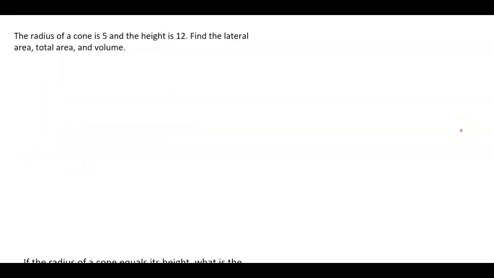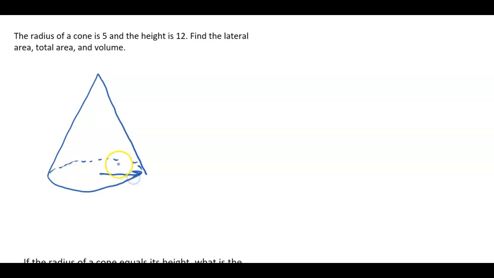So here's an example of working with a cone. The radius of a cone is 5 and the height is 12. Now to draw a cone, I'm going to start out like I'm drawing an isosceles triangle, except I'm going to draw an ellipse along the bottom. And this radius is 5 and the height is 12. Find the lateral area, total area, and volume. Remember, we need to get that slant height. I hope you recognize that this is actually, right here, a right triangle, and we have a Pythagorean triple. 5, 12, 13. There's our slant height.